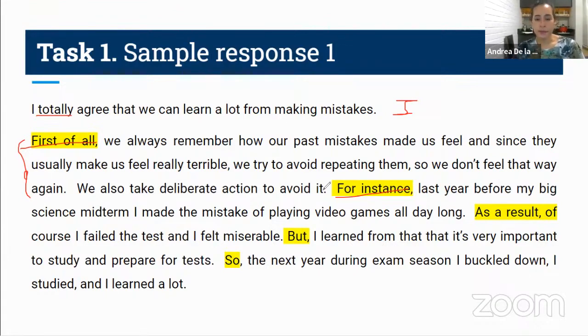And then he had his example, right? And his example basically has the same things as we did before. So it's very specific. Last year, before my science midterm, I made this mistake of playing video games. I felt this way. I learned from that. And next year, I buckled down, I studied and learned a lot. So it's specific, right? He could have said, for instance, the other day I made a mistake and I felt bad, so I didn't do it again. That's an example, but it's not specific, right? You need to be specific about it.